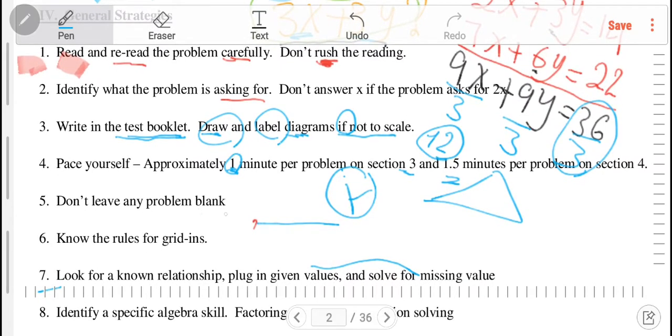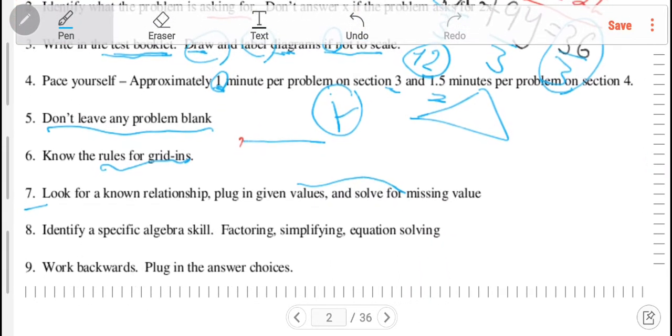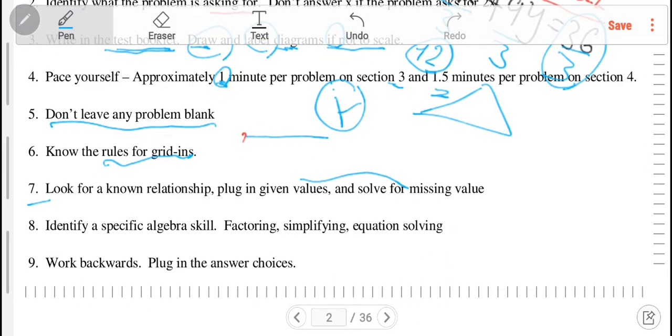Okay, don't leave any problem blank. You don't need to leave any problem. Know the rules for grid-ins. The rules for the grid-ins are not like the rules for multiple choice. The multiple choice is easier. You have choices. You can plug in. You can guess. It's okay. But in the grid-ins, you have to do your steps well and write your final answer well.